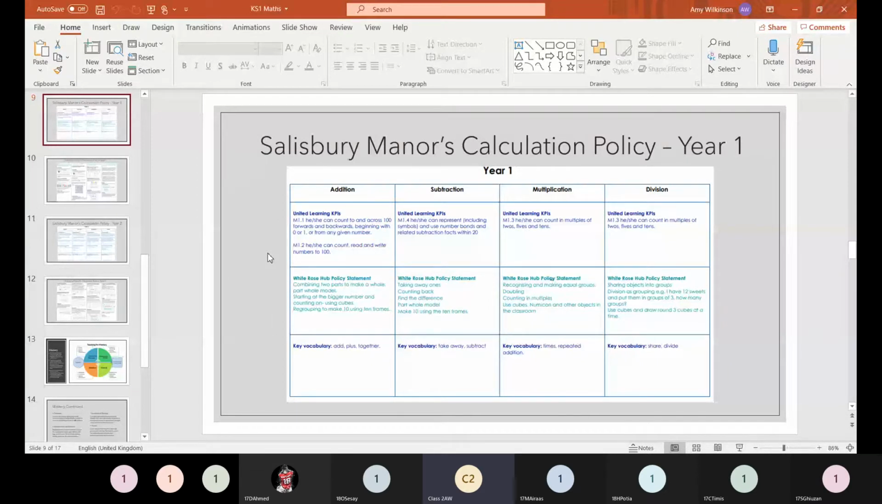Okay, and then underneath it's linked to the White Rose Hub. Okay, and it tells you which parts of that can be used for it. So combining 2 parts to make a whole using the part-whole model. And we include the key vocabulary that the children should know in this year group. So in year 1, the children should know the vocabulary add, plus, and together for addition.